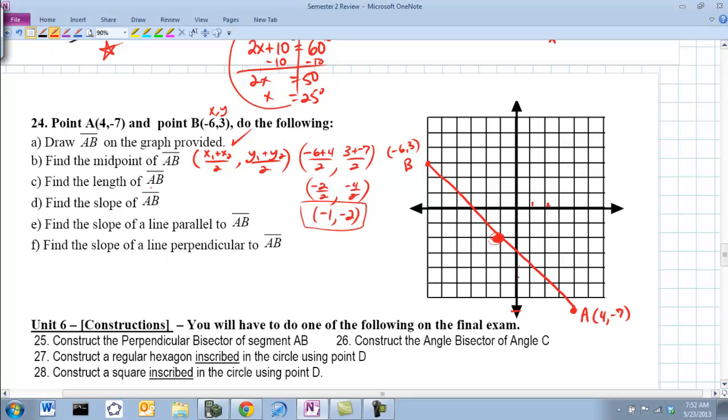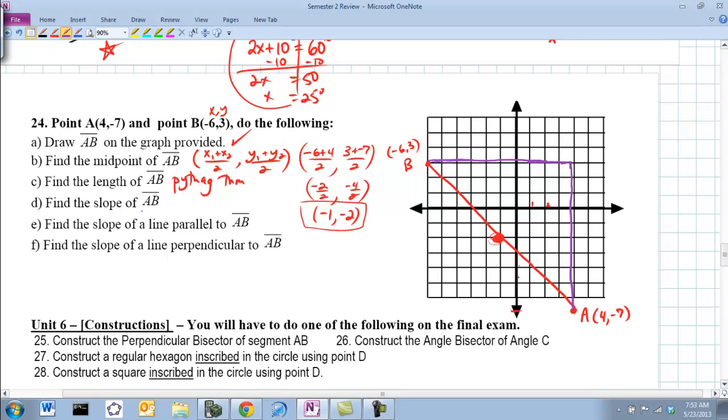Letter C says find the length of AB. The length means I want to do the Pythagorean theorem. And I'm going to make use of the right triangle that I can see that connects from point B to point A. Something like that. Now you can use the distance formula. If you remember the distance formula, it is just the Pythagorean theorem, but if you like the distance formula, use that. If you don't remember it, use the Pythagorean theorem. So I'm going to let you figure that out.